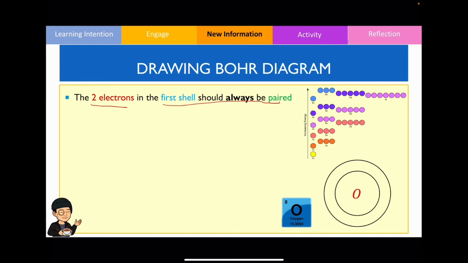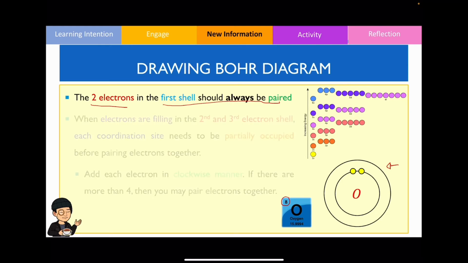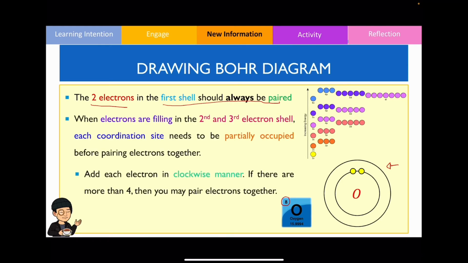So let's use oxygen as an example. Oxygen has an atomic number of 8, so it should have 8 electrons. The first 2 electrons in the first shell should be paired as illustrated over here. When we start to fill in electrons in the second and third shell, please remember that each coordination site needs to be partially occupied before you pair them together. In other words, please start to add electrons in a clockwise manner, and once all of the coordination sites are partially filled, then you can start pairing up the electrons together.